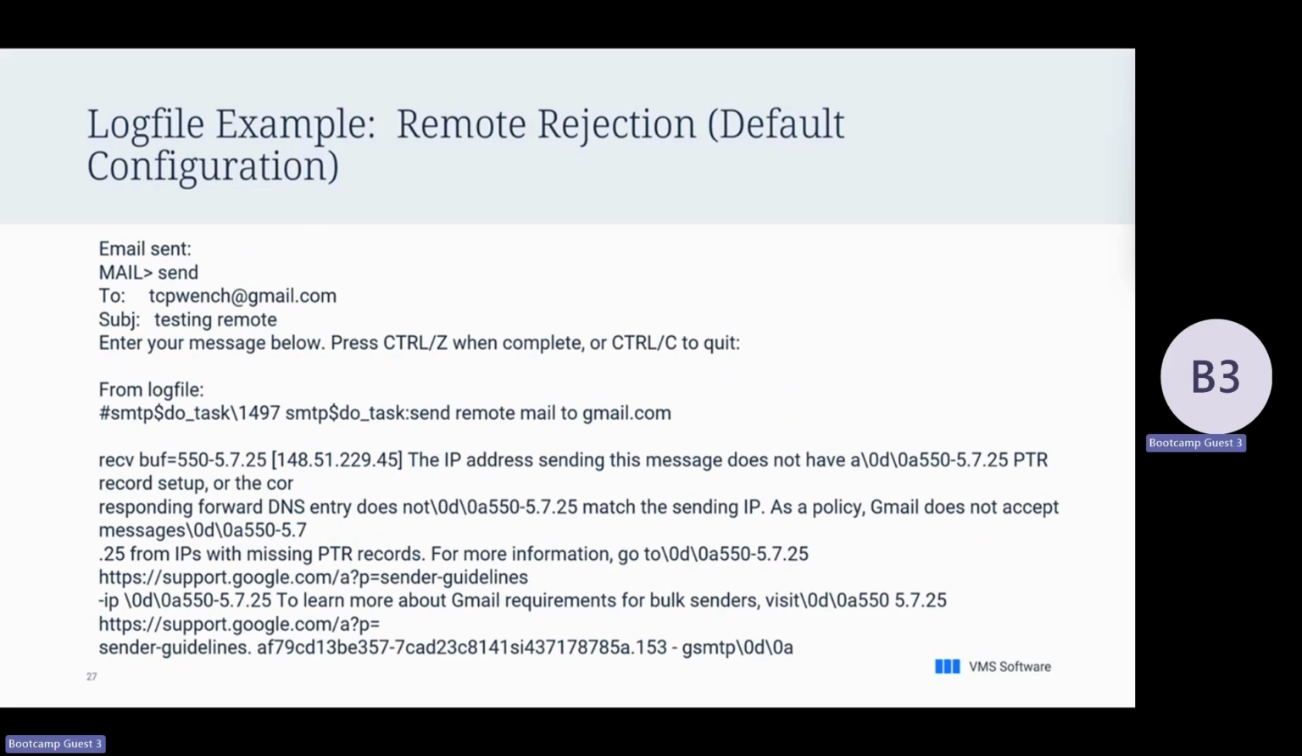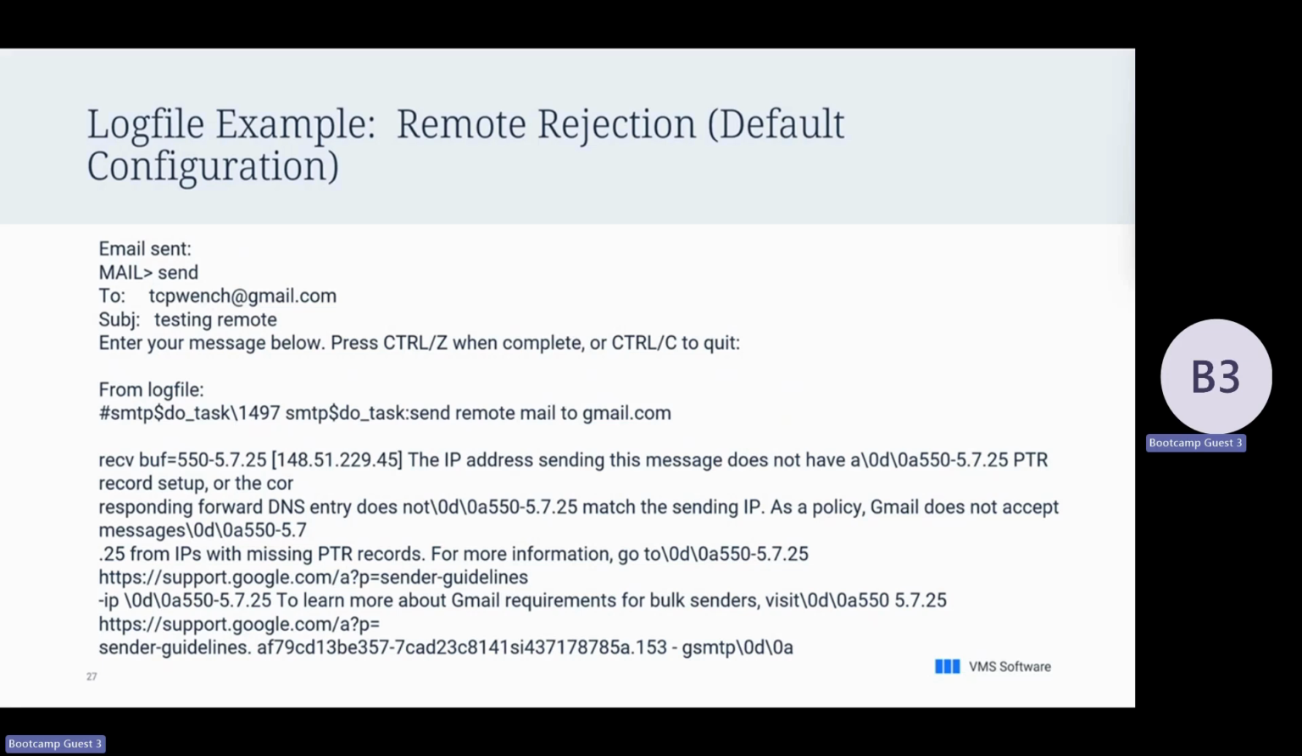Okay, if we take our default configuration straight out of the box, we got a remote rejection. So those parameters I put up there, we changed the log level, obviously, to 5, but other than that, we have no configuration. I'm going to send to myself at tcpwinch@gmail. Okay, well, Gmail is very upset about this. So we get down to sending our remote mail, and we get further down, and we get a receive buffer 550. Red alert, battle stations.